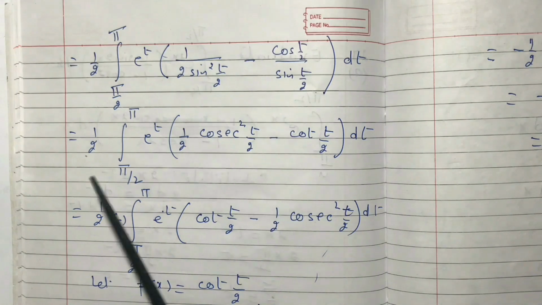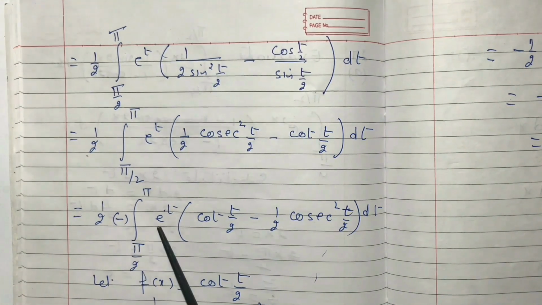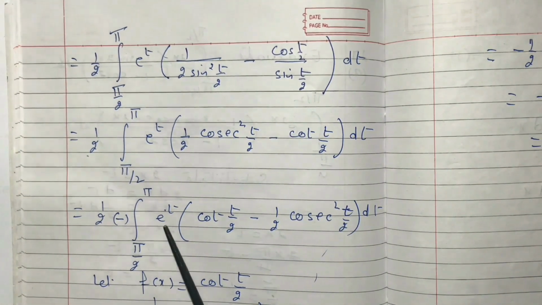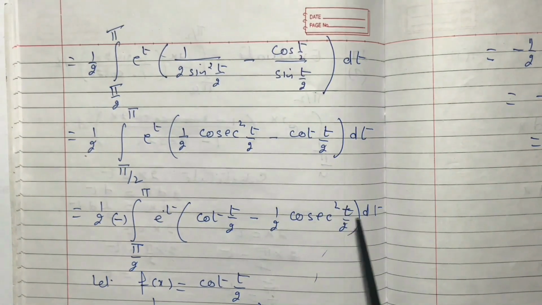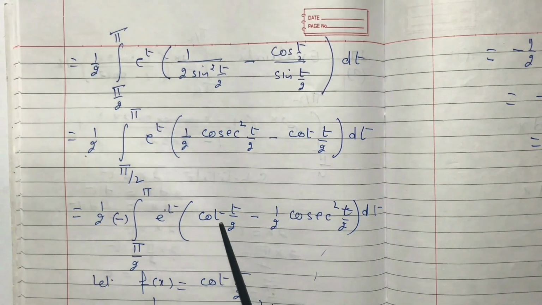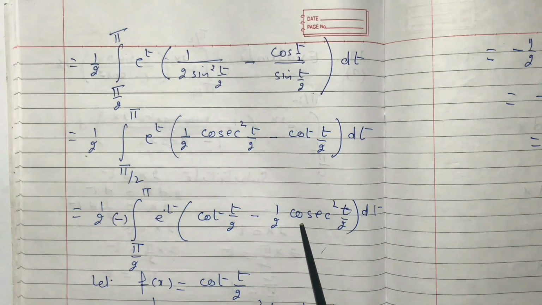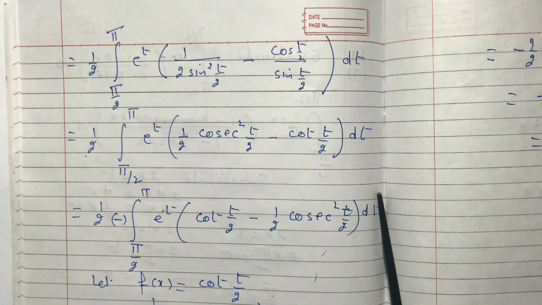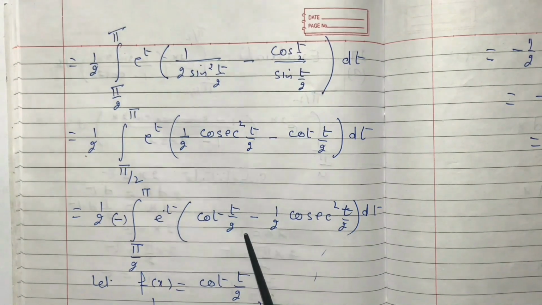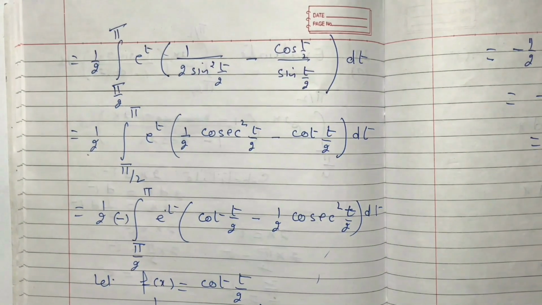So first let me take minus common. So I'll have 1 by 2 minus e to the power t, cot t by 2 minus 1 by 2 cosec square t by 2. Now this is f(x), this is f dash x, and here it is e to the power t. So its answer becomes, by the formula, e to the power t cot t by 2. I think you all know about it.